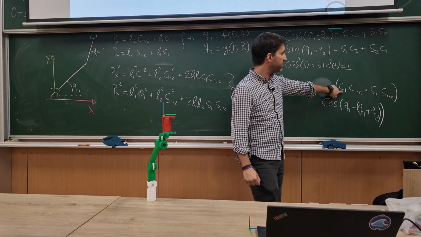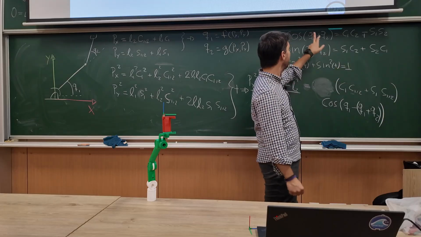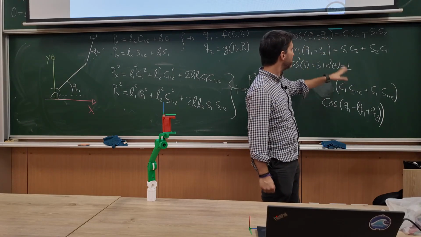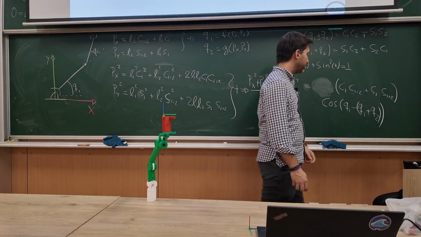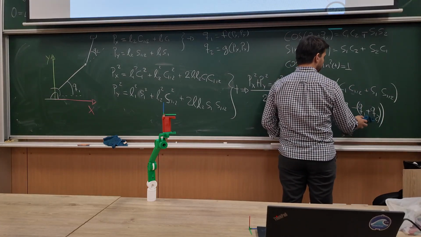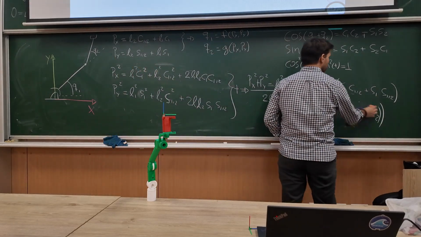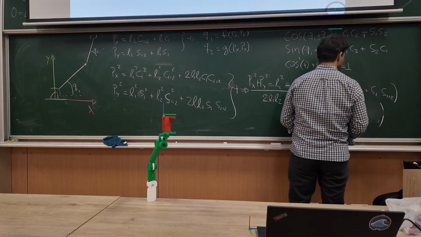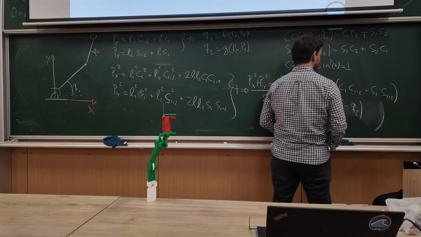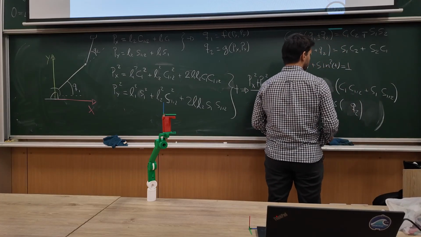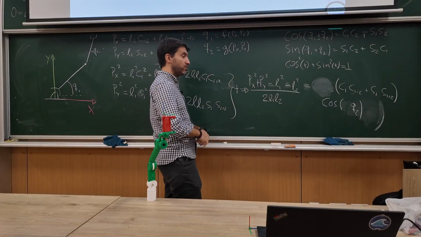All right, so I have, this is my first angle, this is the second, Q1 plus Q2, and I take A minus B. I should have written here A and B, whatever. So this will be what? Cosinus of minus Q2, which is equal to cosinus of Q2. All right, we got rid of Q1.